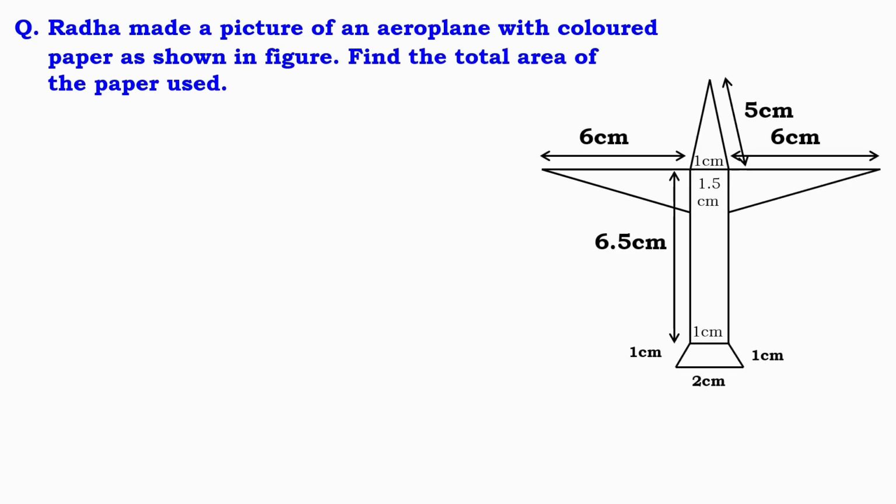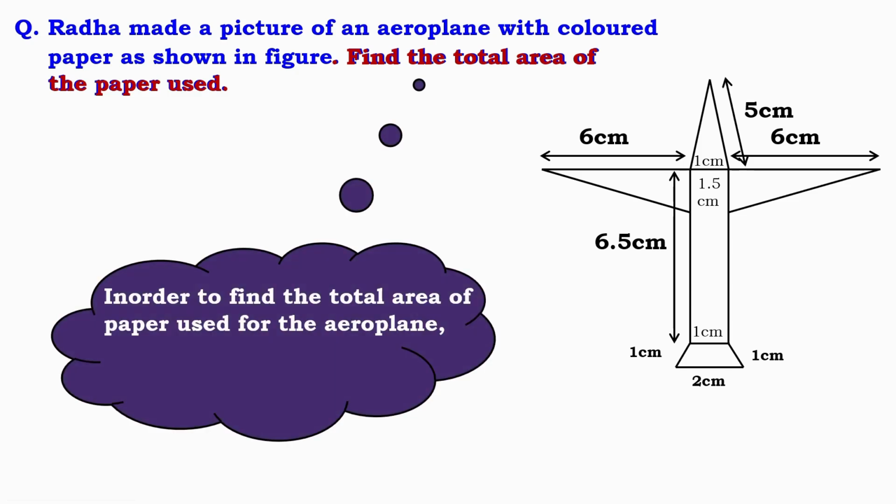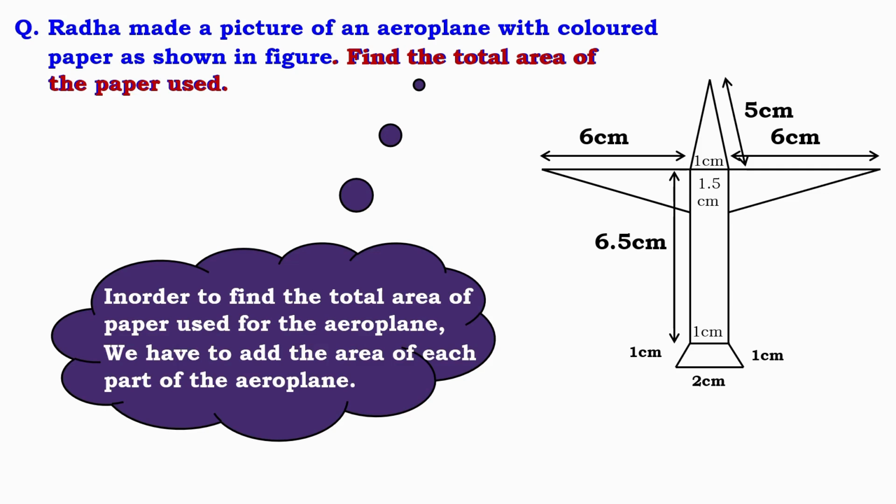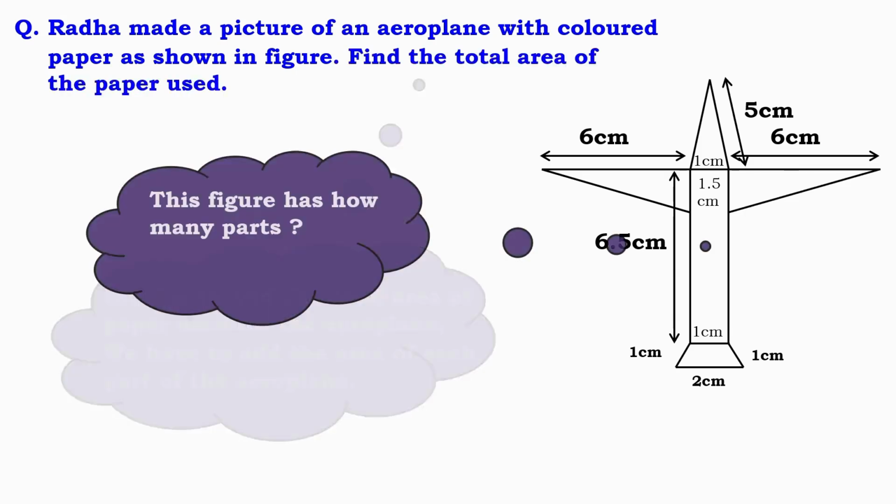Now coming to the next problem. Radha made a picture of an aeroplane with colored paper as shown in the figure. Find the total area of the paper used. So we have to find the total area of the paper used. In order to find it for the aeroplane, we have to add the area of each part of the aeroplane. So there are multiple parts.